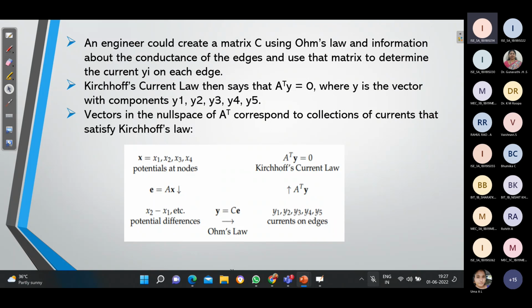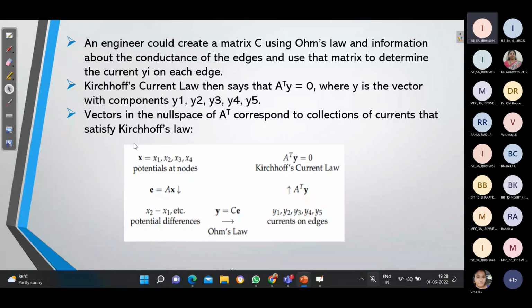Here y is a vector with the components y1, y2, y3, y4, y5. They are basically the current on each and every edge. If you remember the previous network that we used, there were 5 edges. So y1 through y5 represent the current on each edge. Vectors in the null space of A transpose correspond to the collection of currents that satisfy Kirchhoff's law.